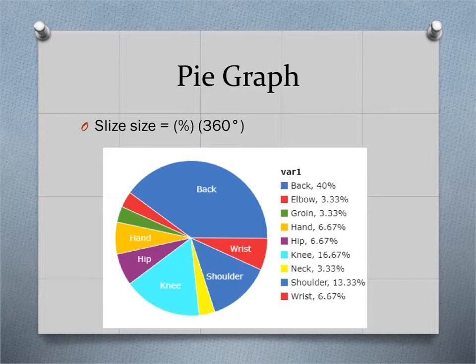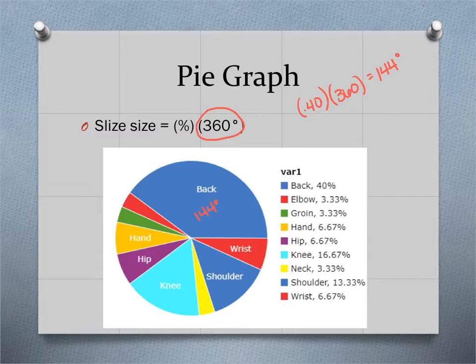So if we're talking about back, for instance, we know back shows up 40% of the time. Well, I want to find 40% of a circle. How big is every circle? 360 degrees. So to find the slice size, you're going to take the percentage, such as 0.4, and you're going to multiply that by 360. If we multiply 0.4 by 360, we get 144 degrees. So that means that this back slice size is 144 degrees.